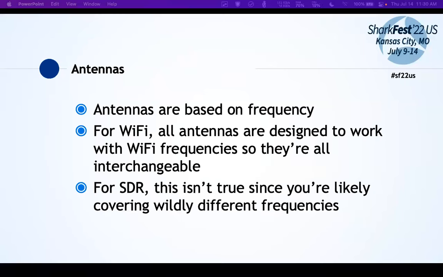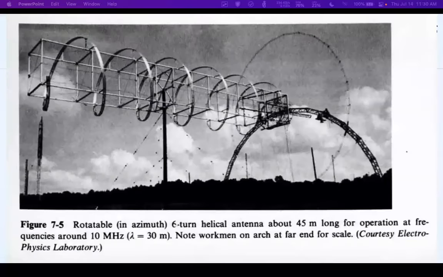The other piece of hardware you'll need is an antenna. So antennas, the performance of the antenna is based on the frequency. So it's a physical relationship with the size of the radio wave and the size of the antenna. So with Wi-Fi, all the antennas are designed to work with Wi-Fi frequencies. They're all essentially interchangeable because it's all Wi-Fi. It's all 2.4 gig and 5.8 gig. For SDR, this isn't true because you might be covering wildly different frequencies. So you're going to have to start considering getting some additional antenna hardware. You know, the bigger the signal, the bigger the antenna.